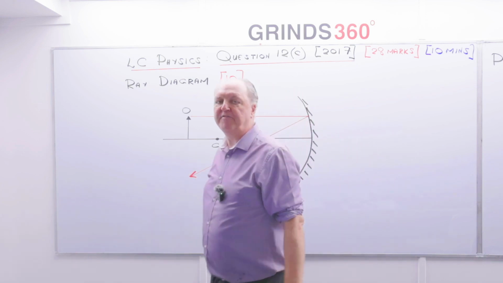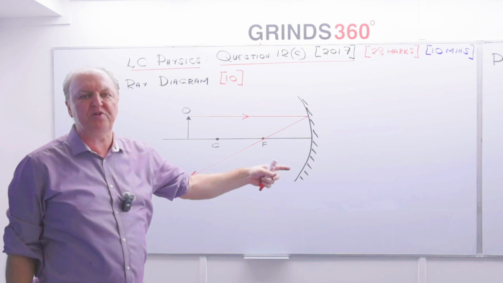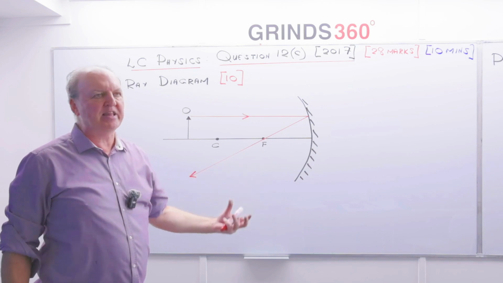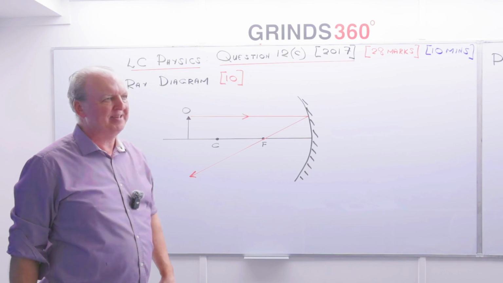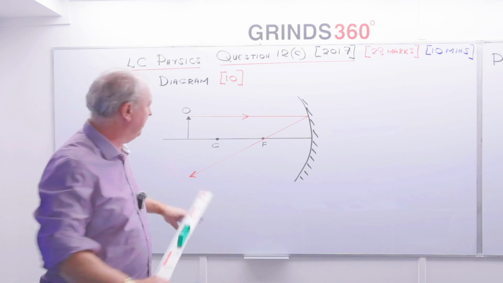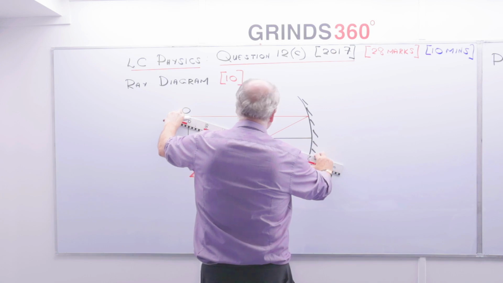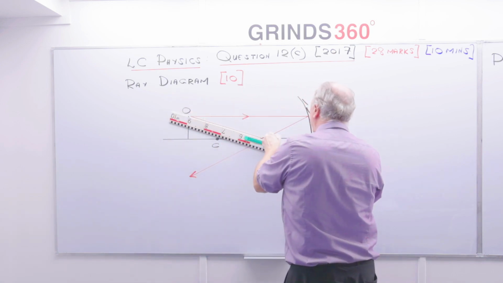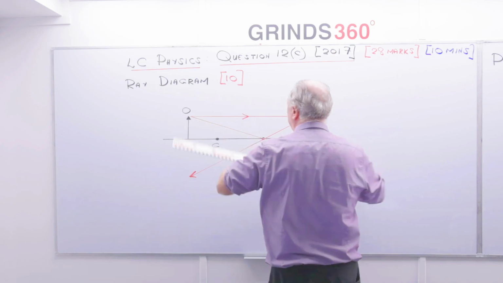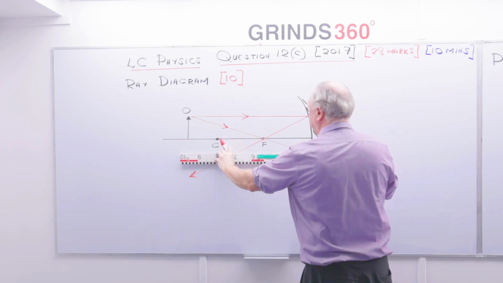Take my second ray of light. My second ray of light is a ray of light from the tip of the arrow through the focus. What happens to it? It gets reflected out parallel to the principal axis. It's actually the reverse of the first ray. So from the tip of the arrow through the focus, that ray of light gets reflected out parallel to the principal axis.